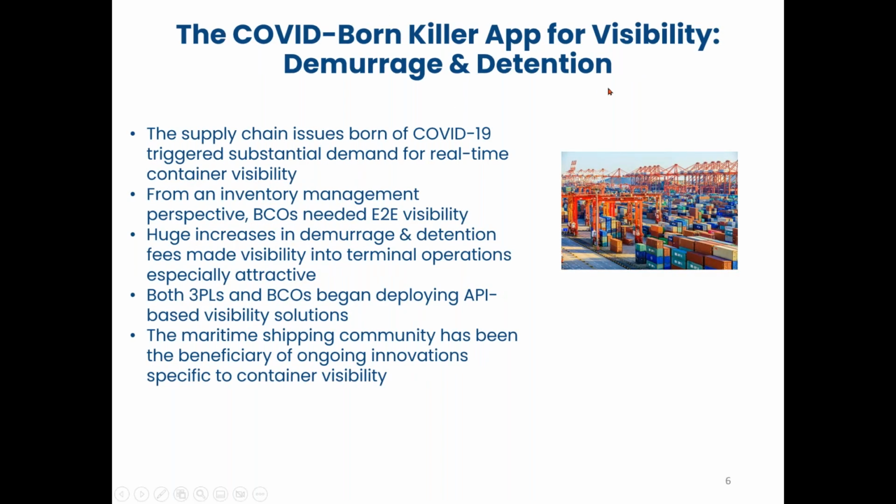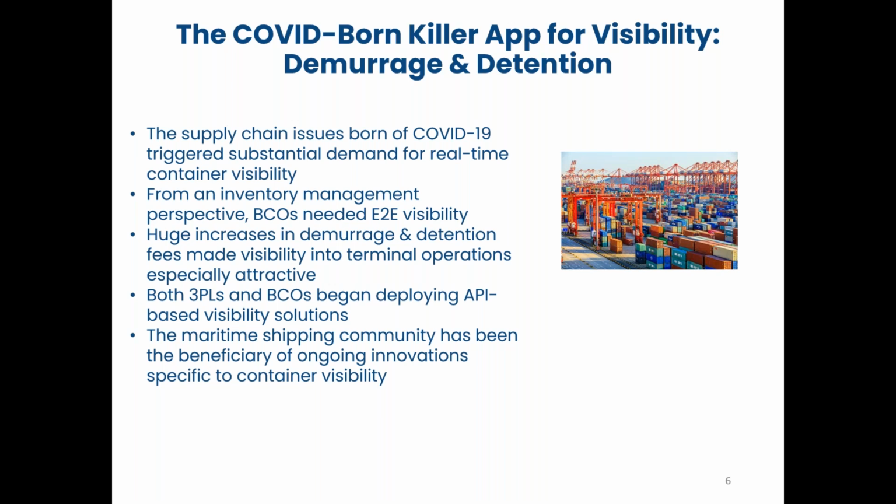Let's move on and talk about what became a killer app for visibility. And we all know what it is, especially during the COVID era: Demurrage and Detention. Not only were BCOs, importers especially, getting hit with astronomical ocean charges, we all know the numbers, $15,000, $20,000, $25,000 for a 40-footer coming out of South China into LA Long Beach. But Demurrage and Detention was out of control. And some would claim, and I happen to be one of them, that Demurrage and Detention was abusive.